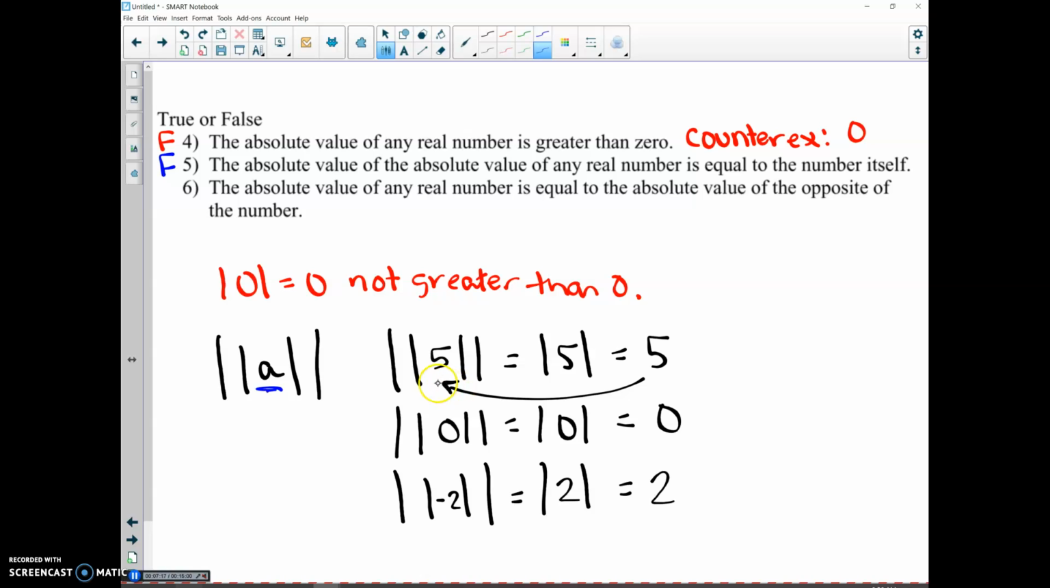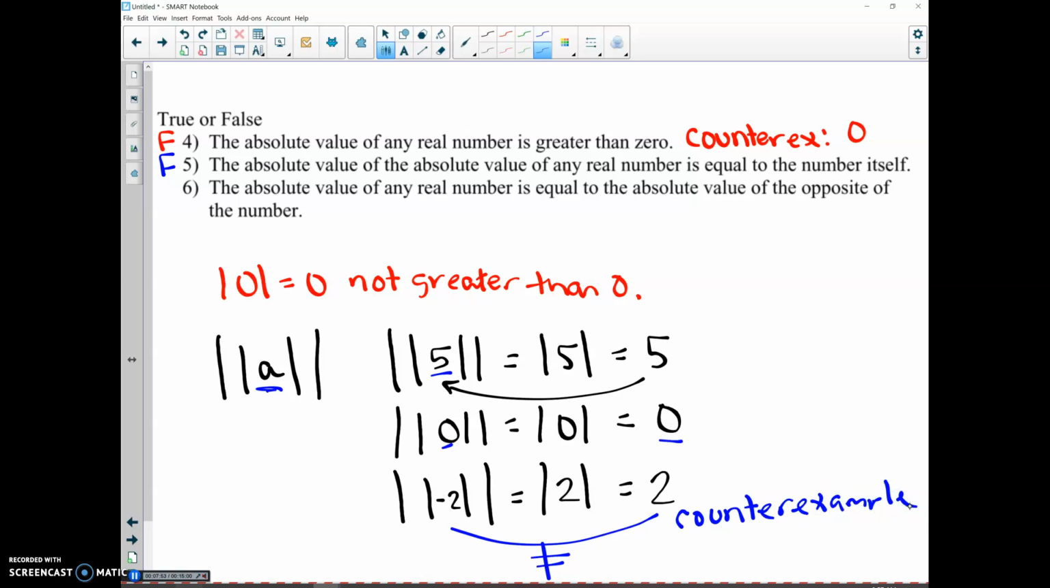So I did a couple examples here. The absolute value of the absolute value of 5 equals the absolute value of 5, which is 5. So this answer is the same as your original number. Same thing when you plug in 0 here. However, whenever you plug in any negative real number, remember the absolute value means distance. So the absolute value of -2 is 2, but the absolute value of 2 is also 2. So these two are not equal. So this one here would be your counterexample.